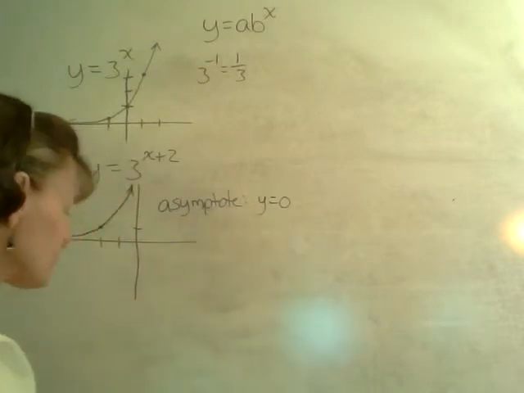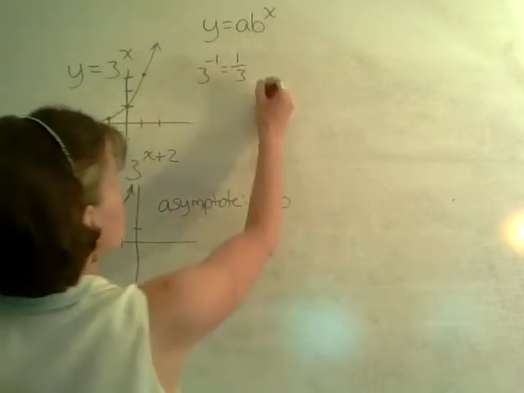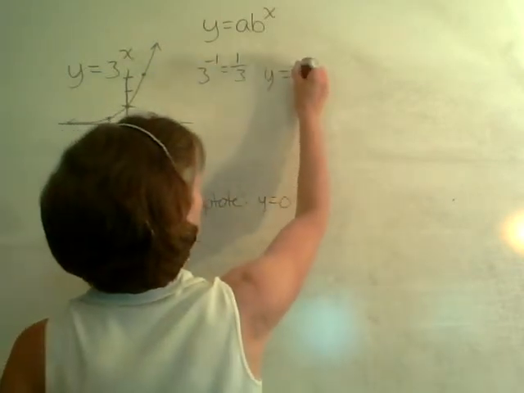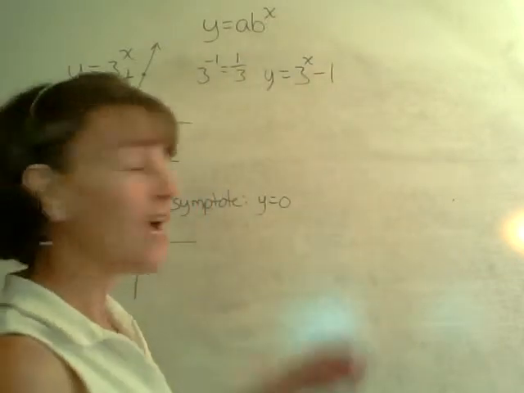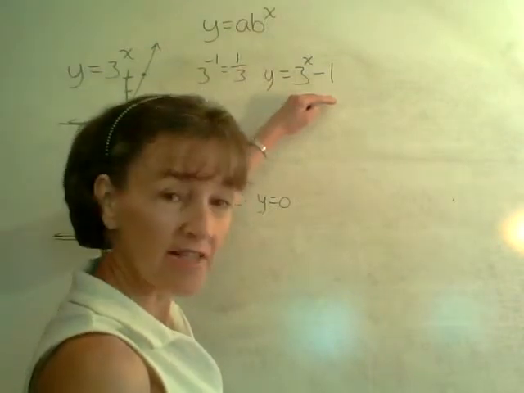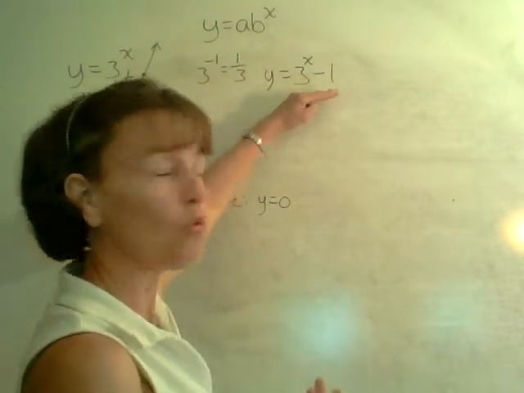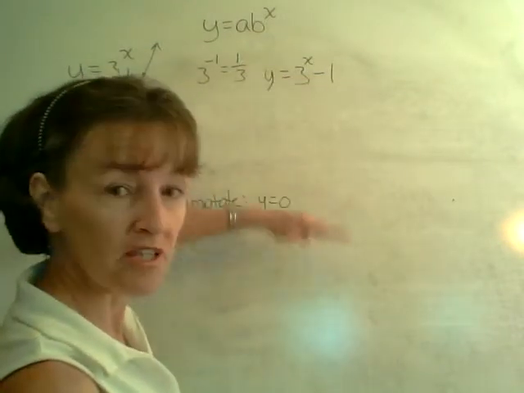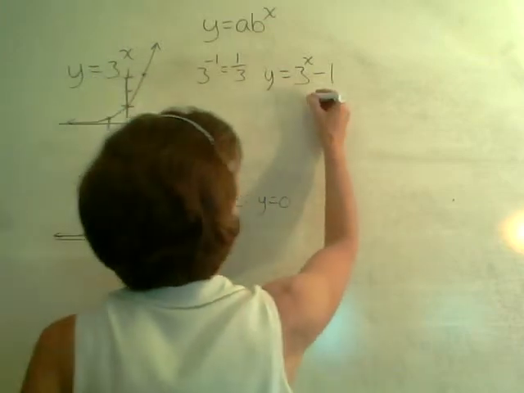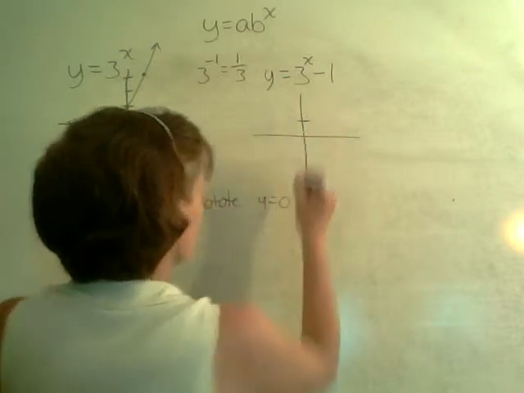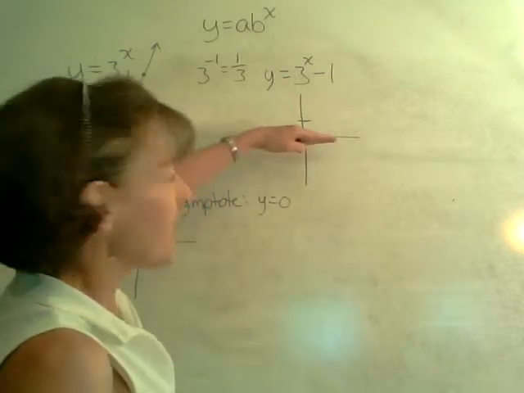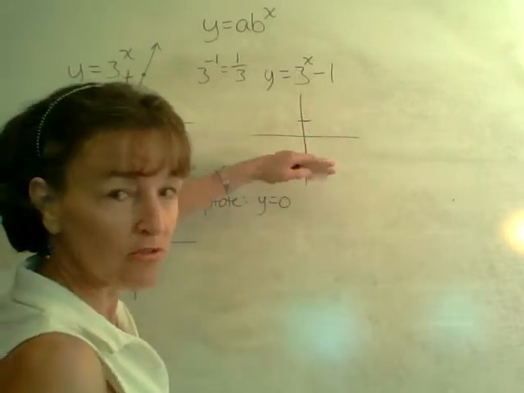All right? Now, let's tweak this curve a little bit more. Let's say we're graphing y equals 3 to the x minus 1. Well, now we are adding or subtracting to the function. This means we're going to have a vertical shift. We're moving it up or down. In this case, we're moving the function down 1. Well, when you move this graph down 1, then that horizontal asymptote also moves down 1.